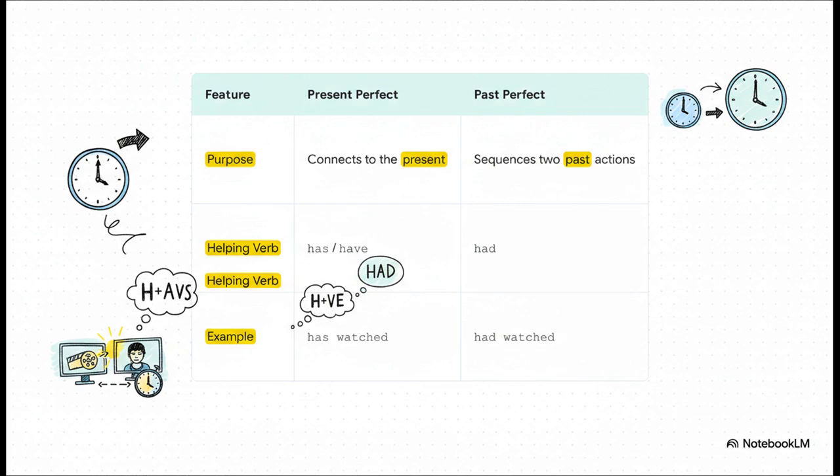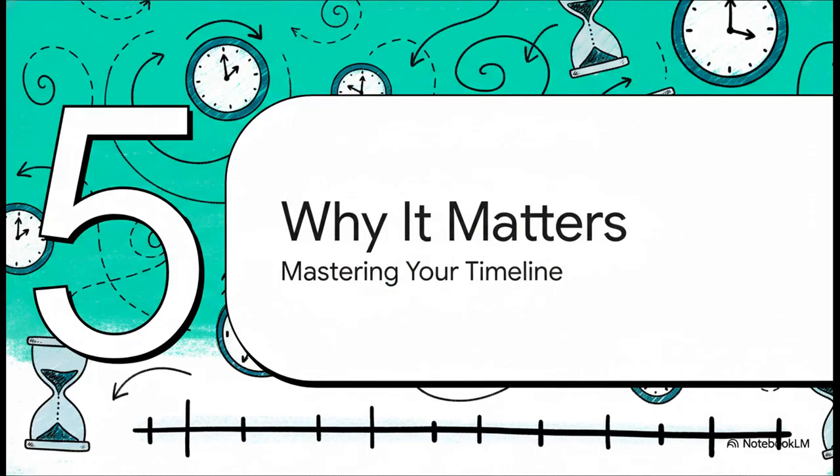And then look at the examples. Sarah has watched the movie. That's a past thing that matters now. But Sarah had watched the movie. That always implies something else happened after it in the past, like before I did. So you might be thinking, why all this fuss over one little word? Well, it's because getting this timeline right is absolutely essential if you want to be a clear and effective communicator. It's honestly the difference between telling a story that makes sense and one that's just a jumbled mess.